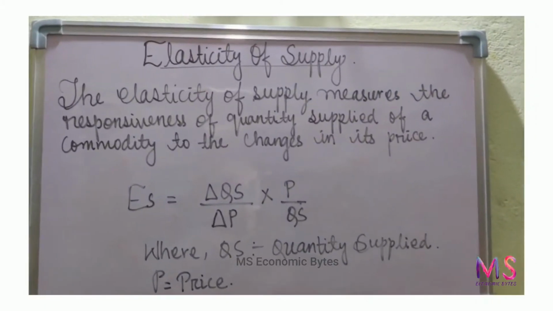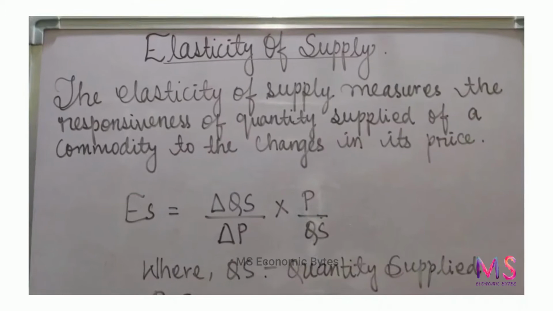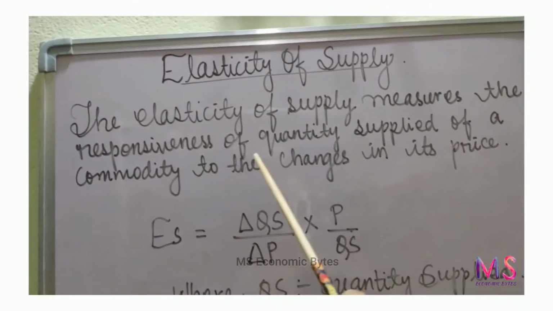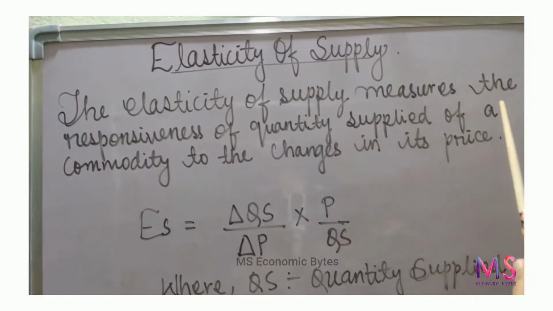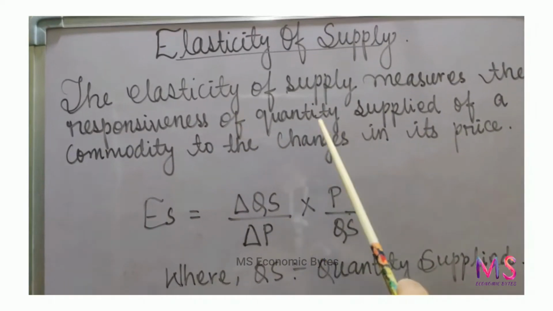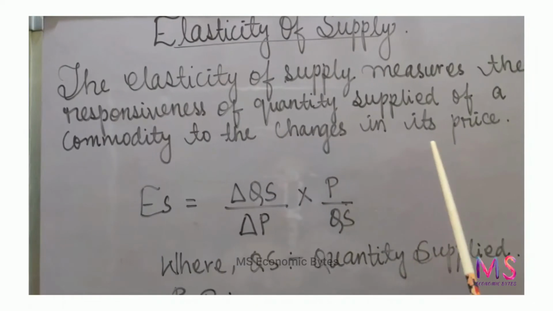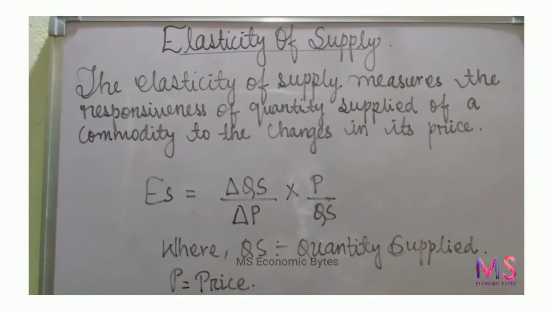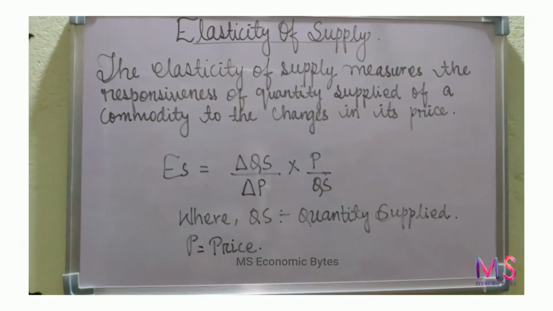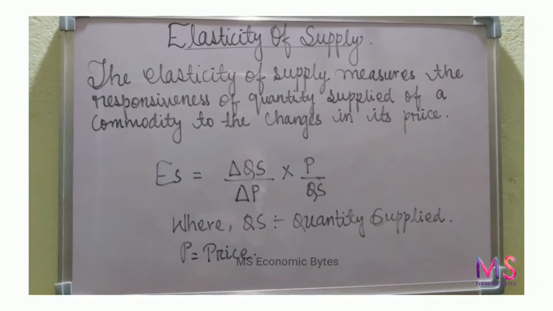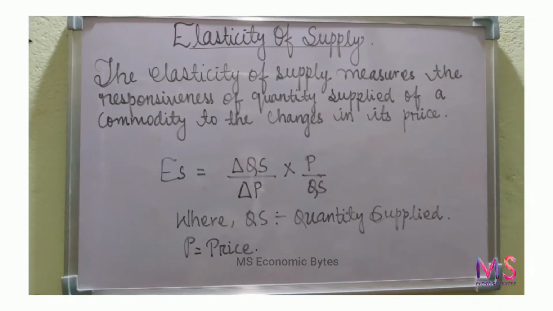So what is elasticity of supply? As you can see here, I have written the definition. The elasticity of supply measures the responsiveness of quantity supplied of a commodity to the changes in its price. So, when price changes, to what degree does the quantity supplied change?